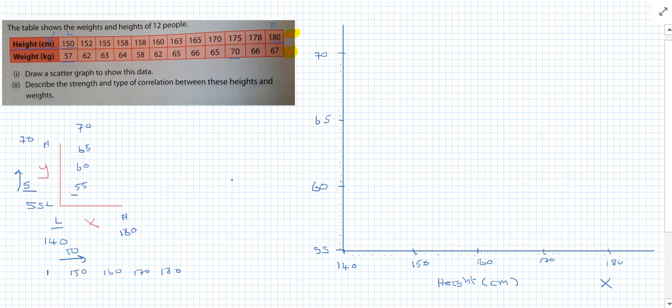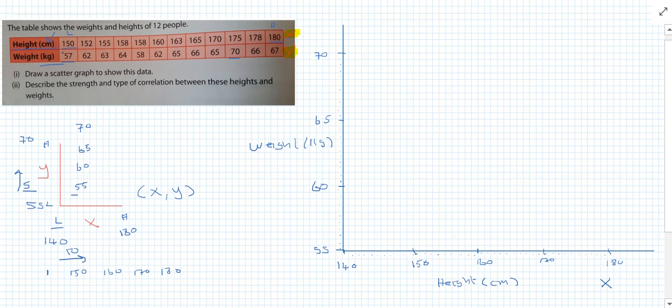So again, we label our axis. So this is going to be weight in kgs. And we see here we get our weight. We get our weights from the table. So now what we have to do is plot our x and y axis. So remember, height is going to be the x coordinate. So remember, in coordinate geometry, you have your x and you have your y. You have your y value.